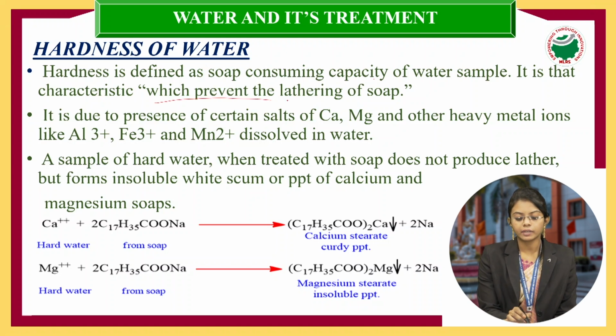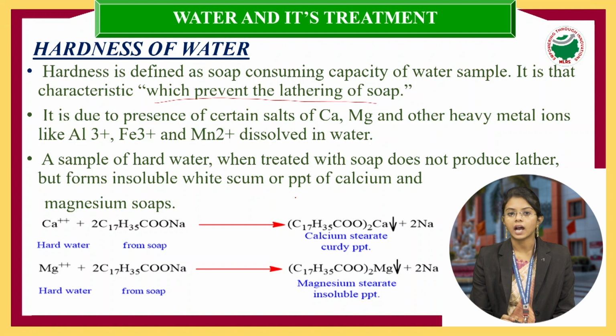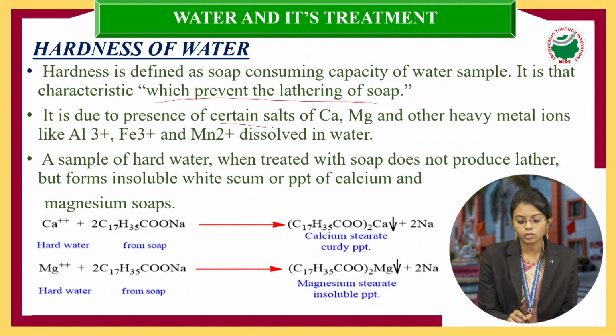Hardness means it can prevent the lathering of soap. We have two types, hard water and soft water. Hard water means it can prevent the lathering of soap. Why can it prevent? Because of certain salts.